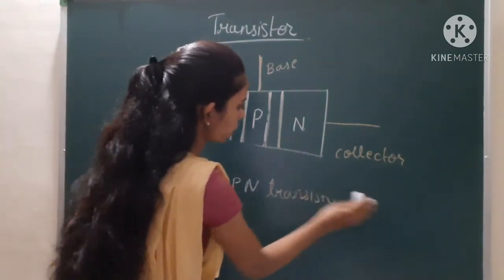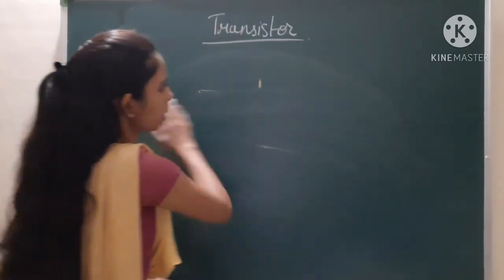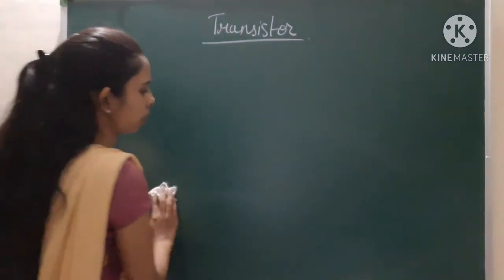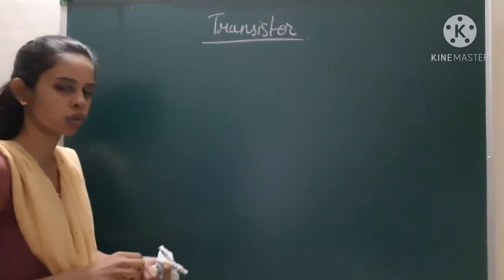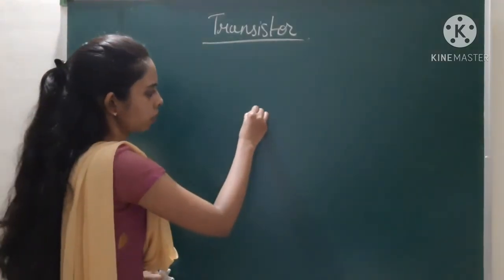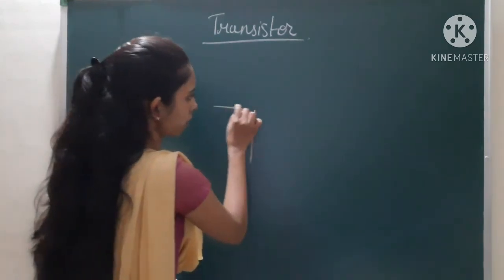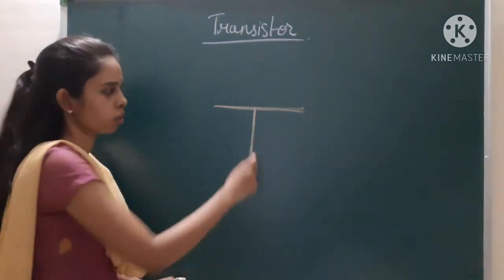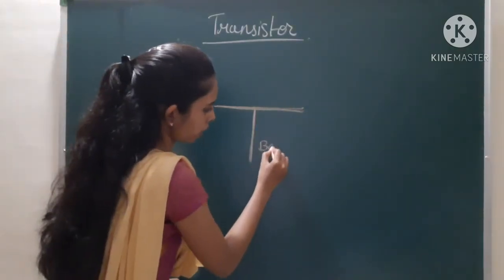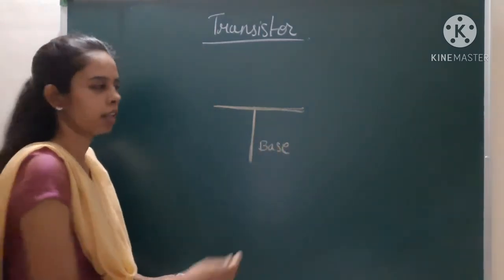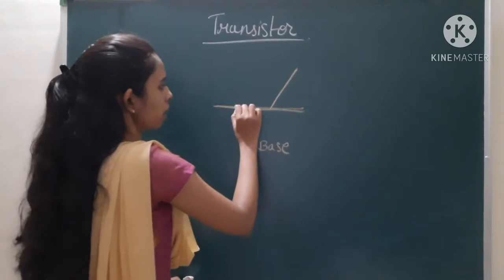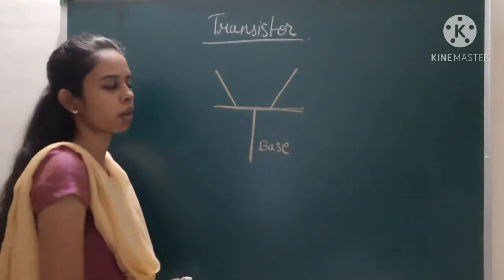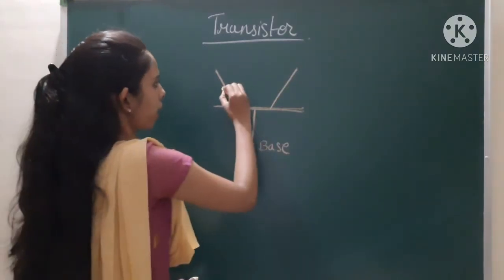Now let us see the symbolic representation of a transistor. Let us see the symbol for a transistor. Since it has three terminals, we have to draw three terminals. This shape is looking like a T, and this T shape is called the base. Now there are two more terminals, and you can see that both the terminals are the same. Which of these terminals will be emitter and collector? That is shown by an arrow.